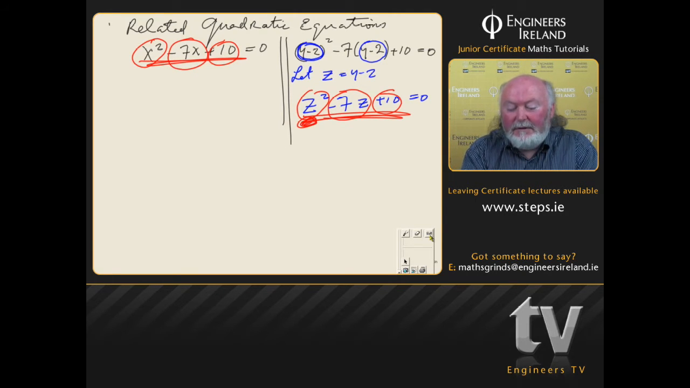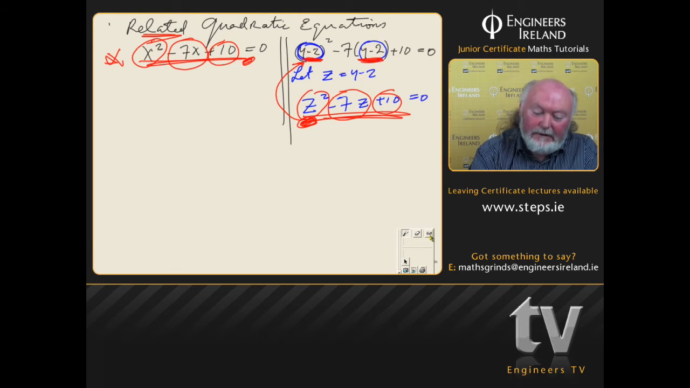If this is the same as that, this one, even though it looks much fancier because it's y minus 2 squared minus 7 y minus 2's plus 10, it may look more complicated, but it isn't. This one over here, the more complicated one, relates to this one, and that's why they're called related quadratic equations. We can easily solve this.